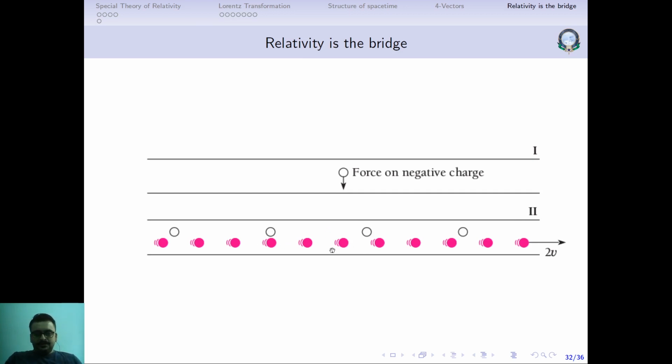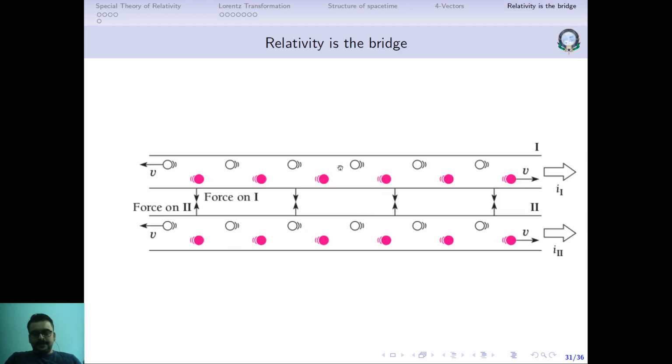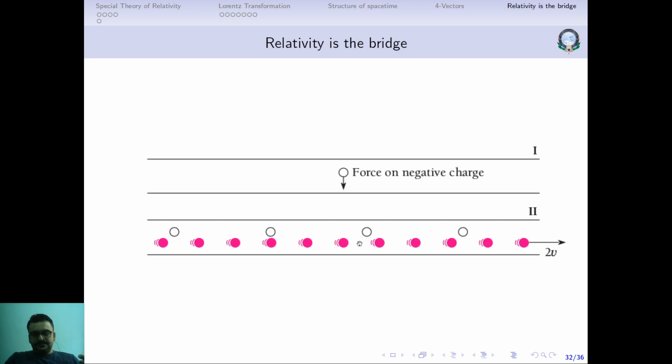But what about the positive charges? The positive charges will move in the other direction, with twice v. V is very small, so you can just use classical velocity addition. Because I'm having two types of objects, this negative charge moving with v, and positive charge moving with v in the opposite direction, with respect to this negative charge the positive charges will move with a velocity of twice v.